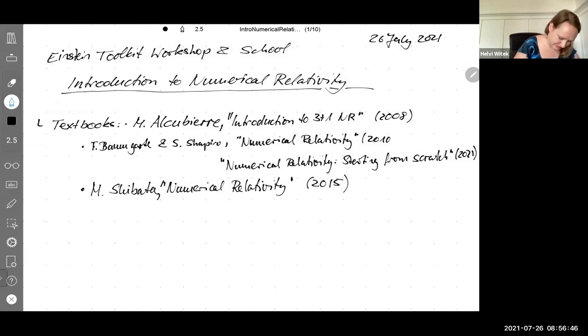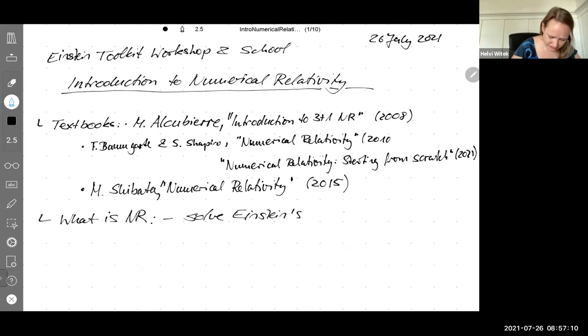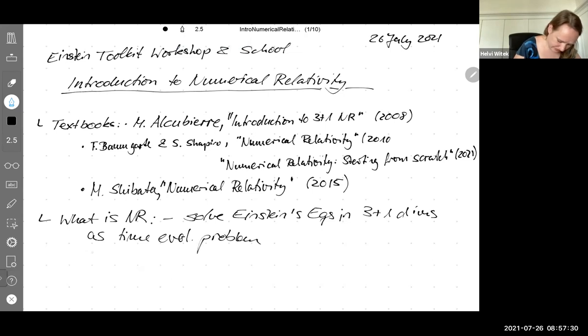Okay, good. Just as introduction, let me note down what I said a couple of minutes ago. So what is numerical relativity? Let me use NR to abbreviate numerical relativity. Typically what we mean by that is solving Einstein's equations or extensions thereof in 3+1 dimensions as a time evolution problem. And that typically means that we need to resort to a high performance computing facility, HPC.